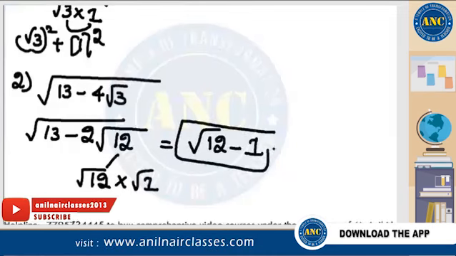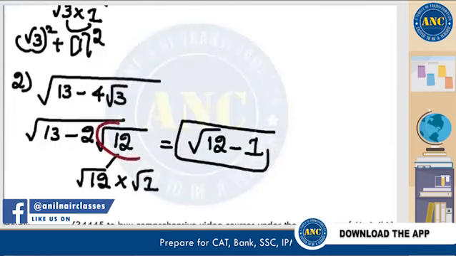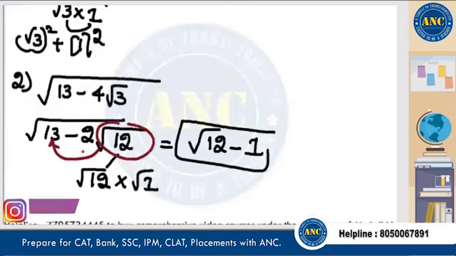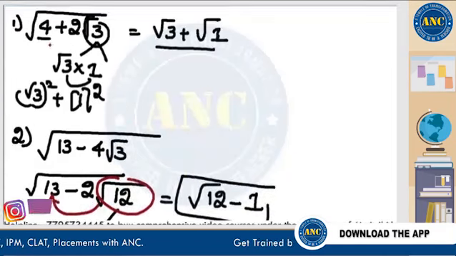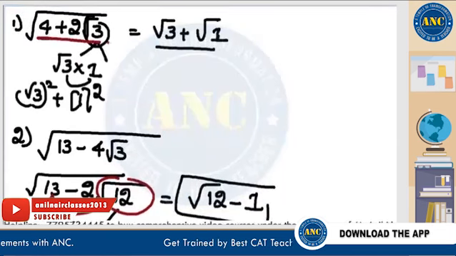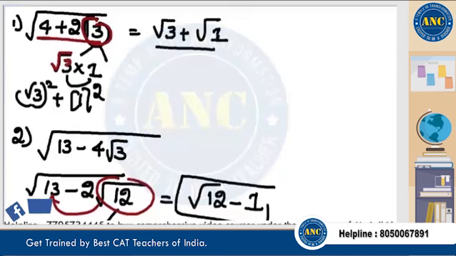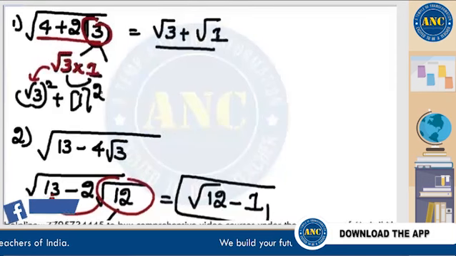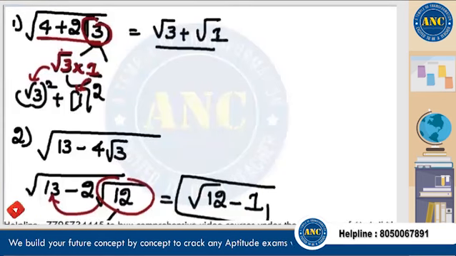Take the factors of this number. A square plus b square should give you this question, 4 plus 2 root 3. So the factors are root 3 into 1. A square plus b square: root 3 square is 3, root 1 square is 1, and 3 plus 1 is 4.